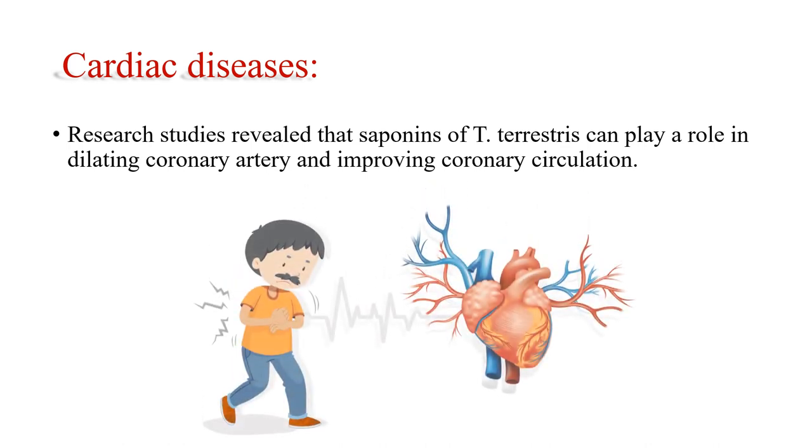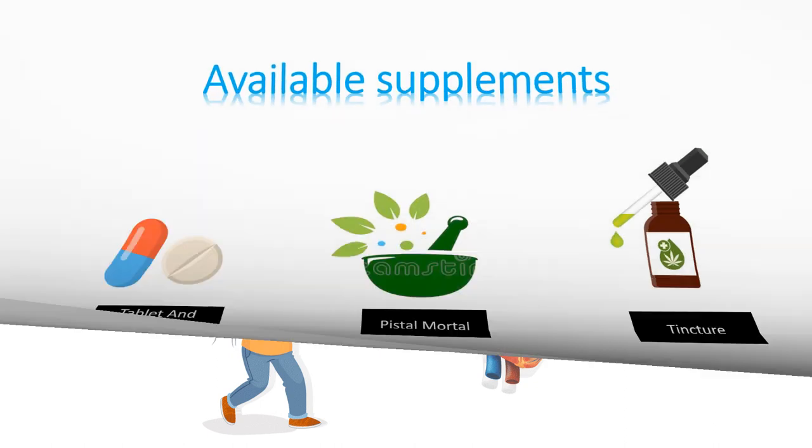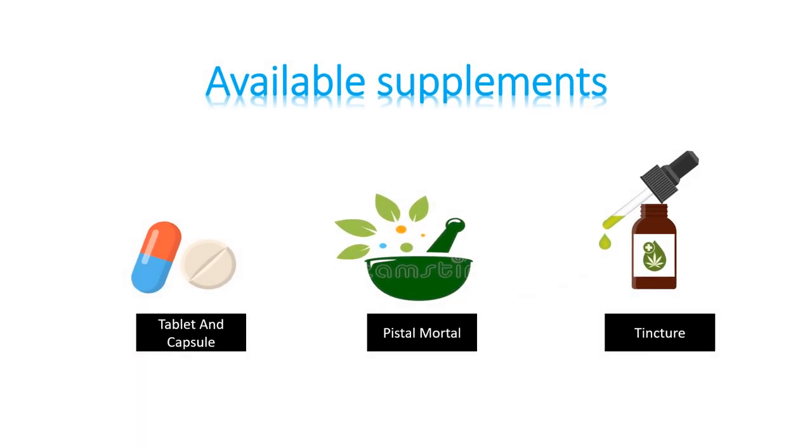Here we discuss the cardiac disease. Research studies revealed that saponin of Tribulus terrestris can play a role in dilating coronary artery and improving coronary circulation. It is also used to prevent cardiac disease or overcome this disease. In this slide I discuss the supplements availability. The supplements of Tribulus terrestris are available in tablets, capsules, herbs, or in liquid form.